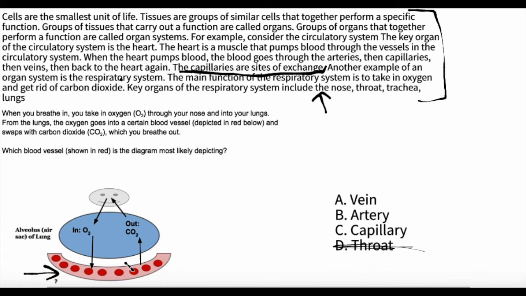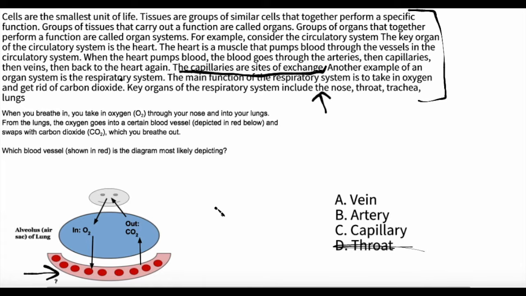It says when you breathe in, you take in O2 through your nose and into your lungs. And from the lungs, the oxygen goes into this blood vessel here and swaps with CO2. So at the capillaries, oxygen and CO2 are being exchanged. So you breathe in that oxygen, it goes into the lung, into the capillary, in exchange for CO2, or carbon dioxide, which you breathe back out through your nose. It's very simply put.